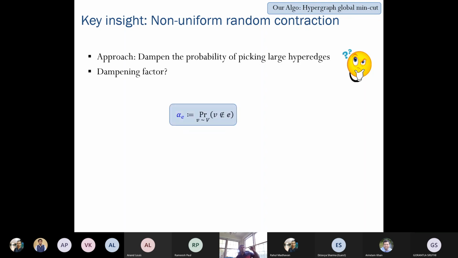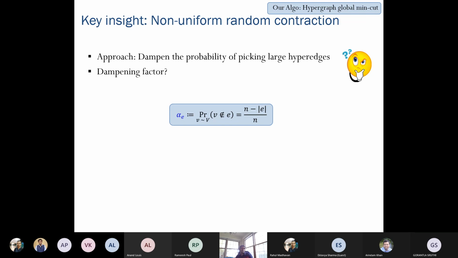Okay. So here is the dampening factor. We define the dampening factor of a hyperedge E, which I'll denote as alpha E. This is the probability of a uniform random vertex not being in the hyperedge. Note that this can be computed explicitly. This is the number of vertices minus the size of the hyperedge, divided by the number of vertices.